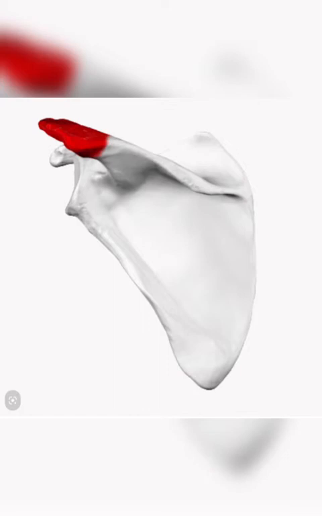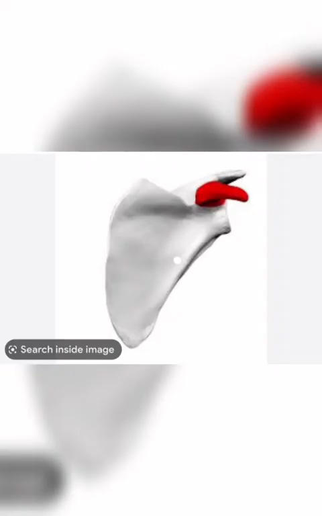Okay, let's move on to the processes of the scapula. There are three processes. The first one is the acromion process, which is present superiorly on the scapula. Observe the position of this acromion process. The second one is the coracoid process, which is just medial and inferior to the acromion process of the scapula, as you have seen above. And the third one is the spine of the scapula, or spinous process.